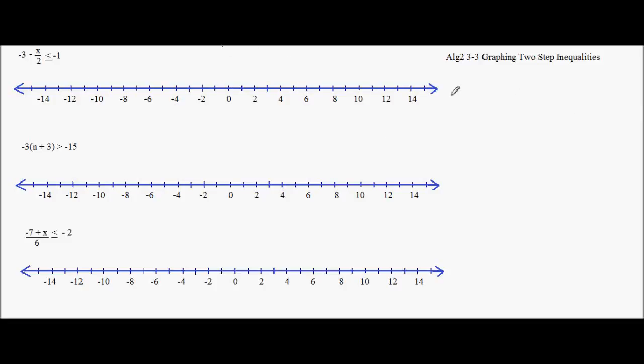This is Algebra 2, 3-3, graphing two-step inequalities. So now we're going to graph inequalities, but it's going to take 2 steps to get the x by itself. So I'll do this problem on the side here. So I get a -3 minus x over 2 is less than or equal to -1.